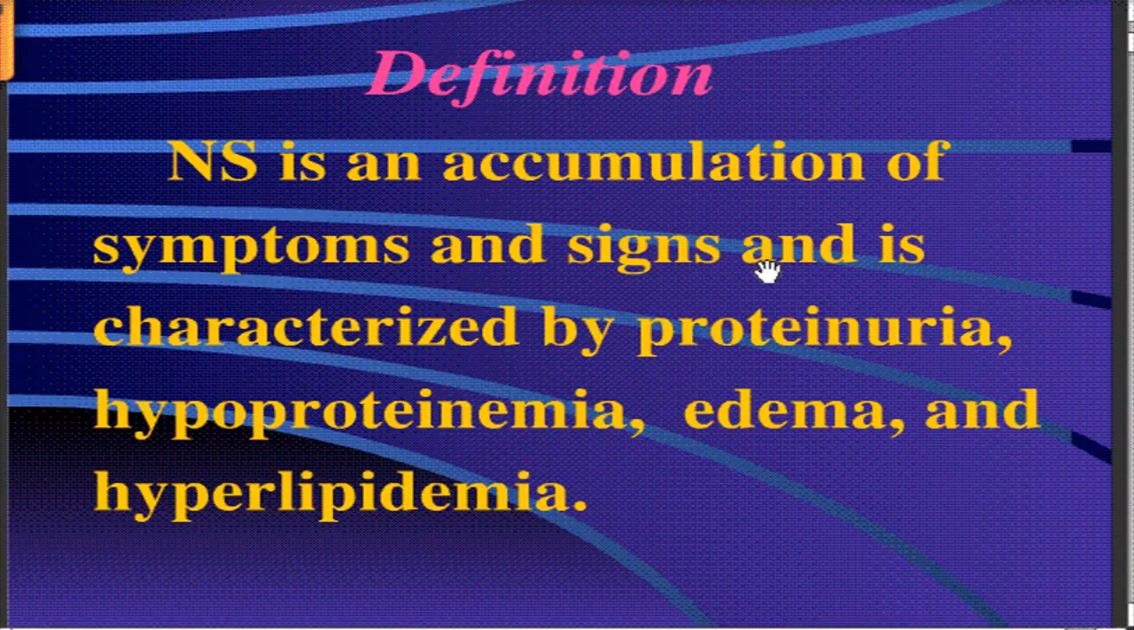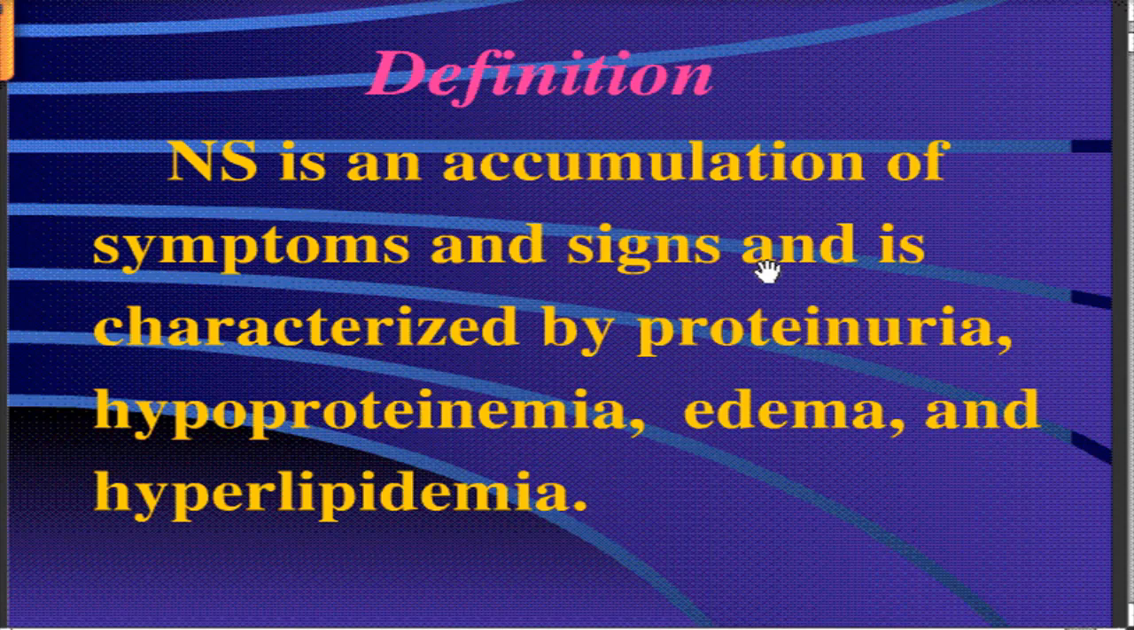Definition of nephrotic syndrome is accumulation of symptoms and signs characterized by proteinuria, hypoproteinemia, edema, and hyperlipidemia. So, it is a syndrome, or we call it something that leads to other things. First of all, the whole problem is finding a heavy protein in urine.